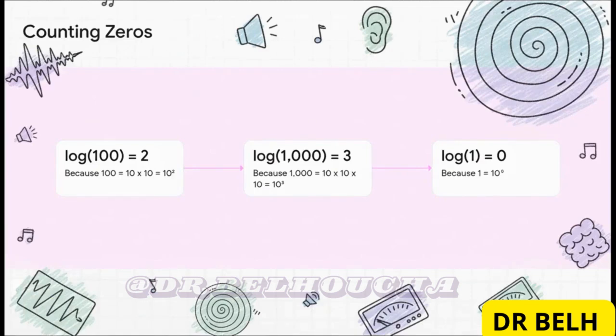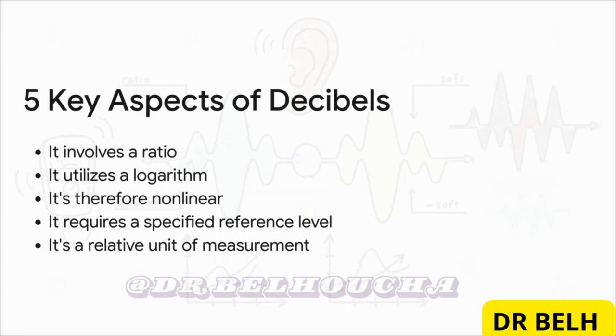Look at how beautifully this works. The log of 100 is 2, because you guessed it, 100 has 2 zeros. The log of 1,000 is 3, because it has 3 zeros. And what about the log of 1? Well, it has no zeros, so its log is 0. This simple trick is what shrinks that 100 trillion range down to a workable clinical scale of about 0 to 140. Okay, before we meet the different types of decibels, let's lock in these 5 fundamental truths.